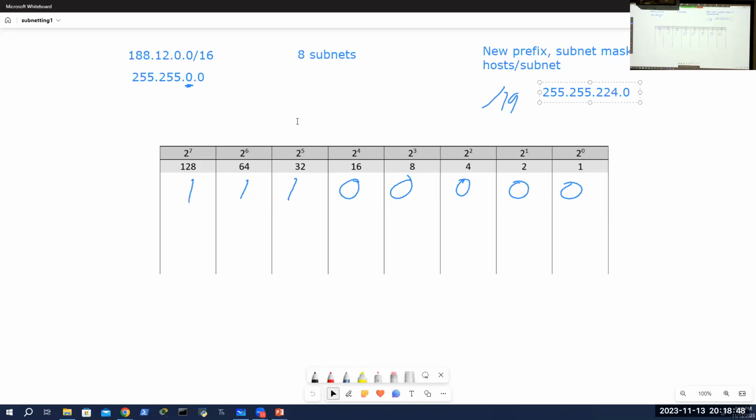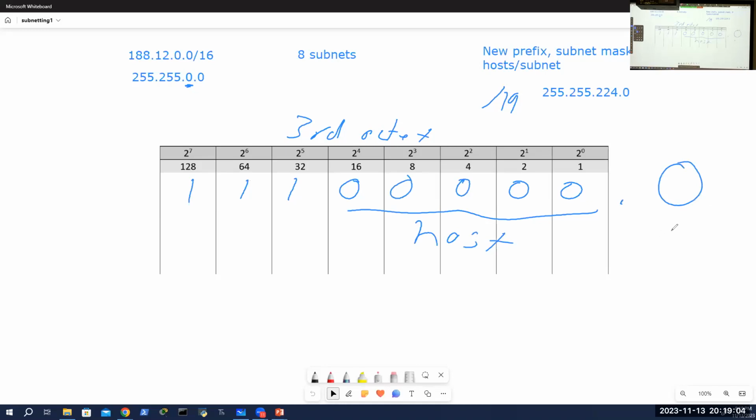So this is the 3rd octet, and we've got 5 host bits. And then the 4th octet is here, and there are 8 host bits, 8 zeros there. So that's 13 zeros. So 2 to the 13th, or I think that's 8,192. Yeah. So 8,190 hosts.